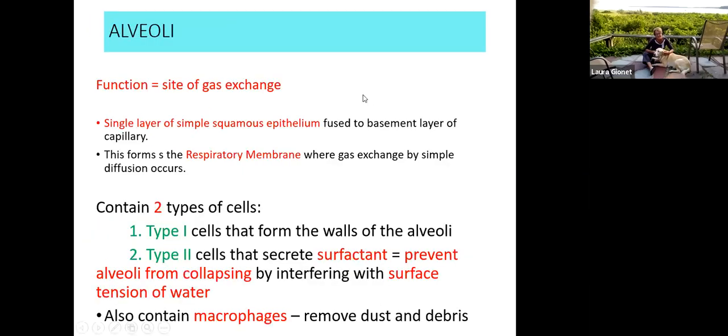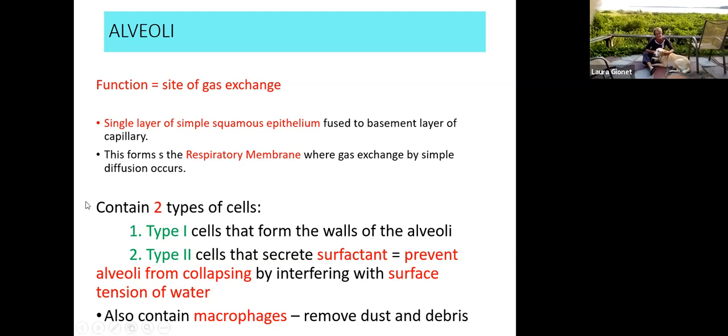The alveoli is your site of gas exchange. It's a single layer of simple squamous epithelium fused to a basement layer of capillary. And we'll talk about that because that is the respiratory membrane. Right? This forms the respiratory membrane where gas exchange by simple diffusion occurs.